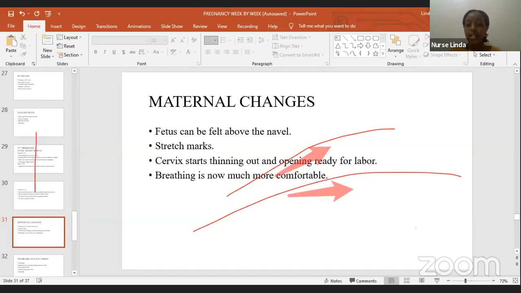Now, there was a problem with breathing. I think I didn't mention that, but because of the growing fetus in the abdomen, the fetus compresses the lungs. And so the woman might have problems with their breathing because their lungs have been compressed. They are not able to breathe well. So they need to be able to sit upright for them to breathe more comfortably.